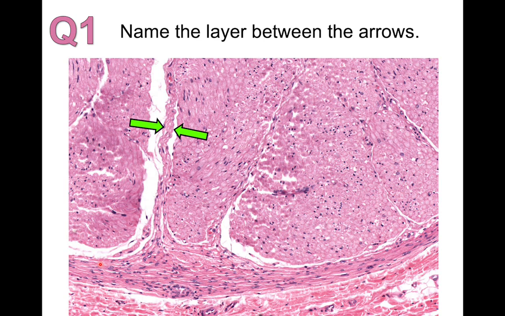So first let's have some summary questions from last lab. Name the layer between the arrows. This is the transverse section of peripheral nerve. Peripheral nerve externally is covered with epineurium, groups of axons are covered with perineurium, and a single nerve fiber is covered with endoneurium. So the arrow points to the perineurium.